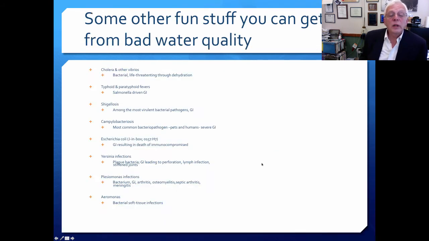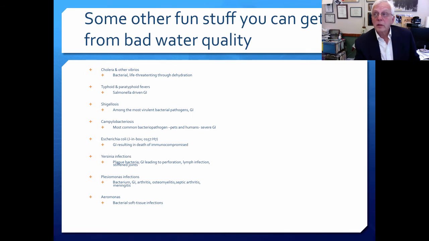Some other really fun stuff you can get from bad water: cholera and other vibrios, typhoid and paratyphoid fevers, shigellosis, Campylobacteriosis. This is a very common bacterial pathogen, and pets and humans can get it. It causes very severe gastrointestinal disease. Various E. coli, of course. I already talked about the 157H7 strain. Escherichia coli causes GI infection that results in death of people who are immunocompromised.